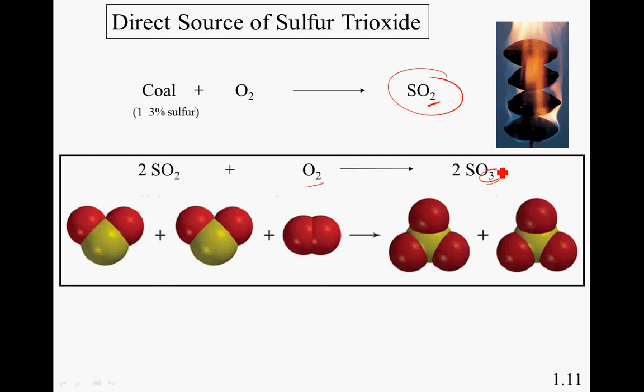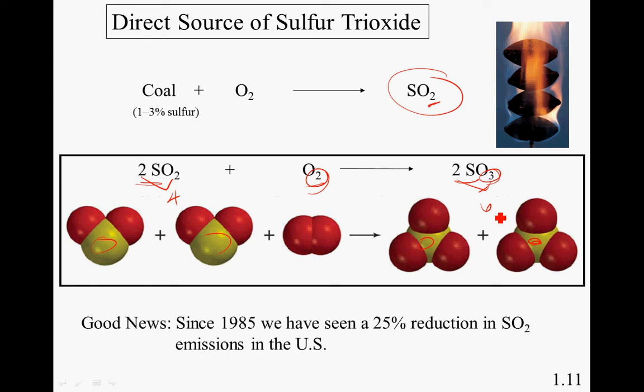So here it is with pictures. Notice we have 2 sulfurs here. There's 2 sulfur compounds here. That's because of the 2 in front. And oxygens, because we had 2 oxygens here, we actually have 4 here. We have 6 total. And that's where we get 6 here. Luckily, since 1985, we have seen a 25% reduction in sulfur dioxide emissions in the U.S.